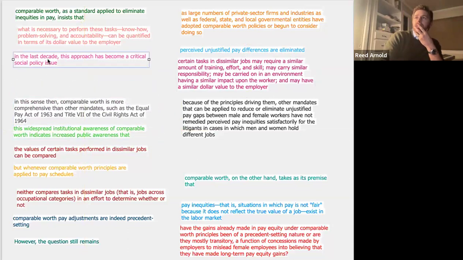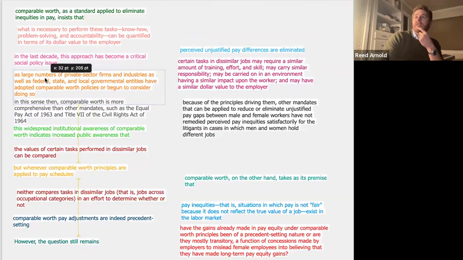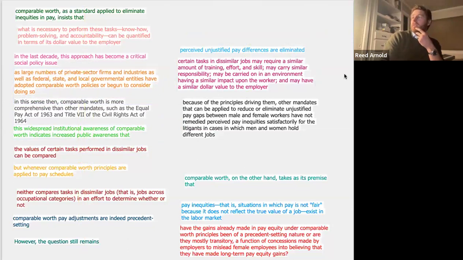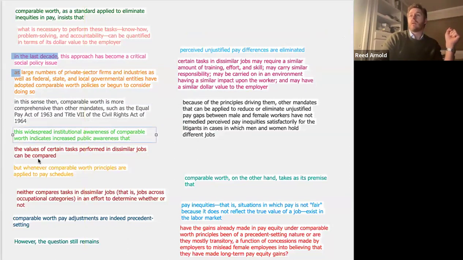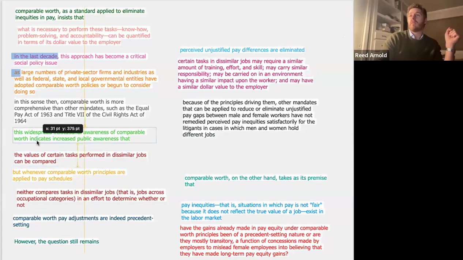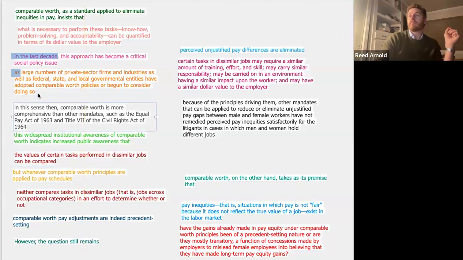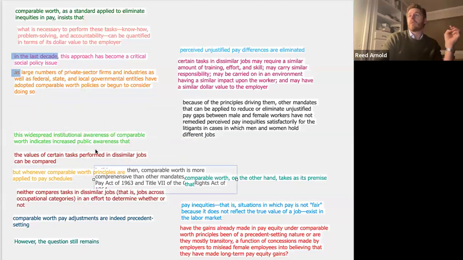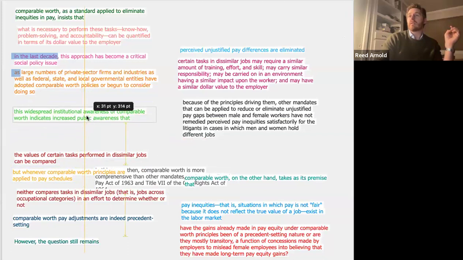I think we have this: in the last decades, this approach has become a critical social policy issue. Right. So now I'm noticing a connection I hadn't noticed before: in the last decade, something has happened as this has happened. That connection makes sense to me. This widespread institutional awareness.